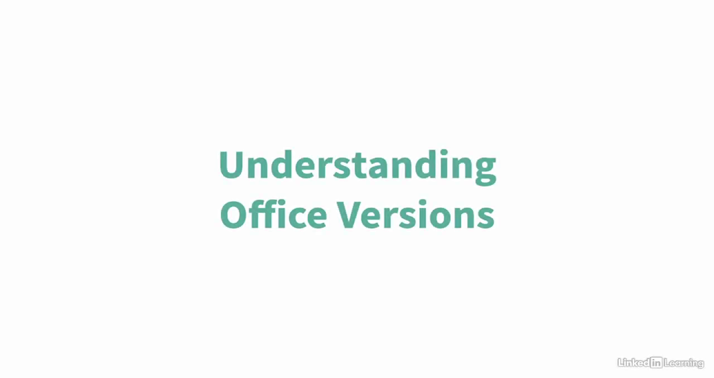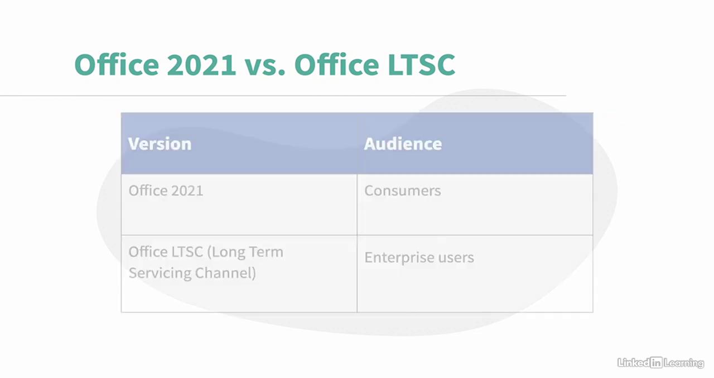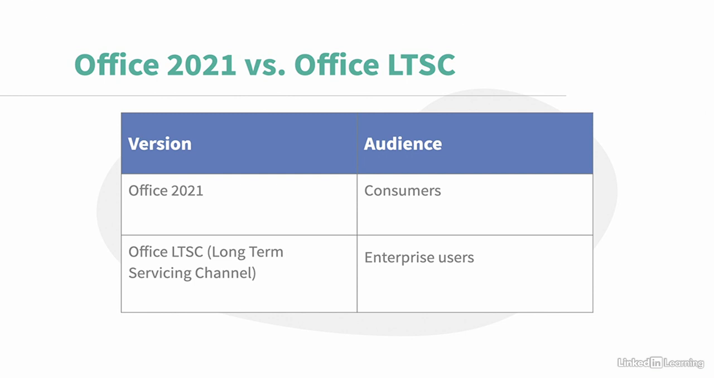Office 2021 and Office LTSC, which stands for Long-Term Servicing Channel, are the two perpetual or standalone versions of Office. These two versions are almost identical in terms of features and functionality. The only difference is that Office 2021 is getting some of the collaboration features that previously were only for Microsoft or Office 365, the subscription product.